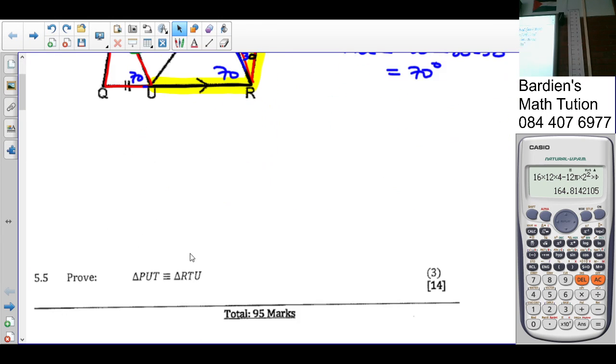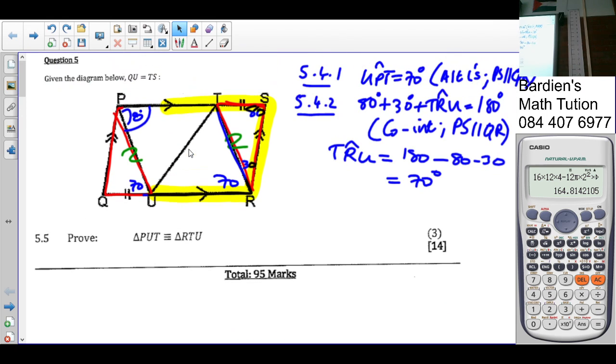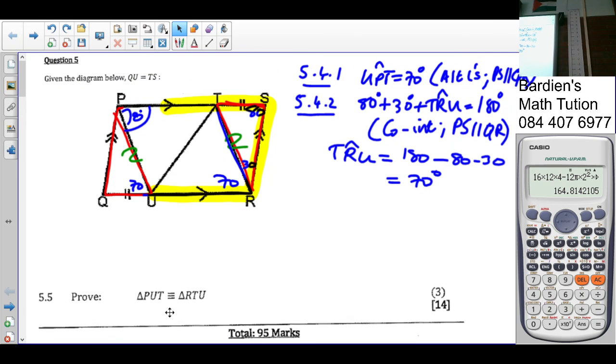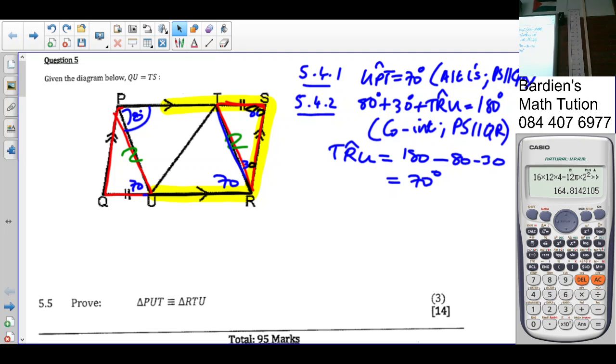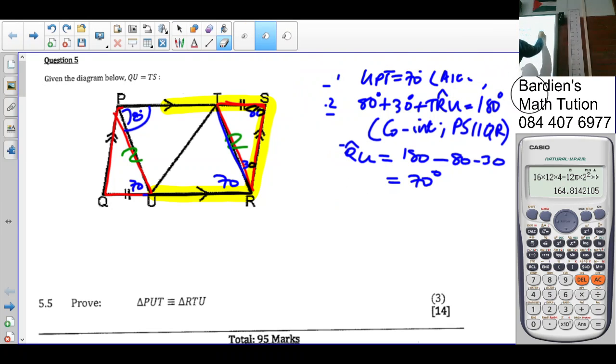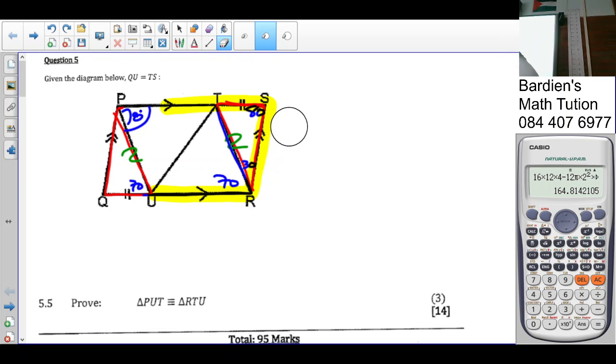Let's look at the last question in the paper. So, I'm going to take this off here. Whatever I have calculated thus far is on the diagram. Okay, you can't erase the highlight. Now I've done something else as well. Right, let's go with another color. In 5.5, we must prove that triangle PUT is congruent to triangle RTU. RTU, that triangle.